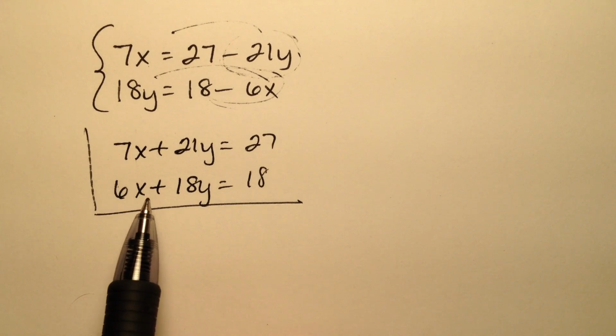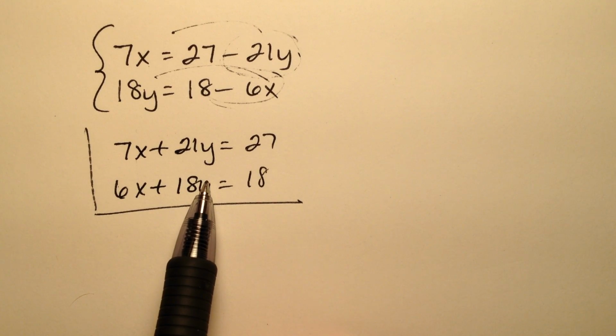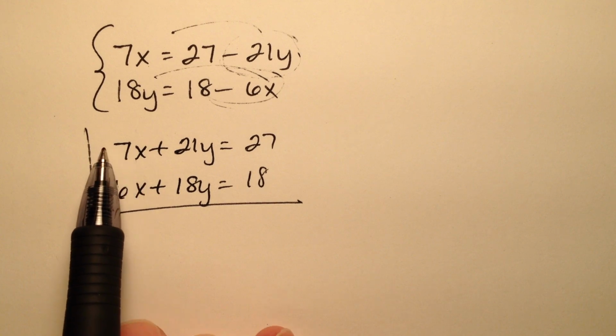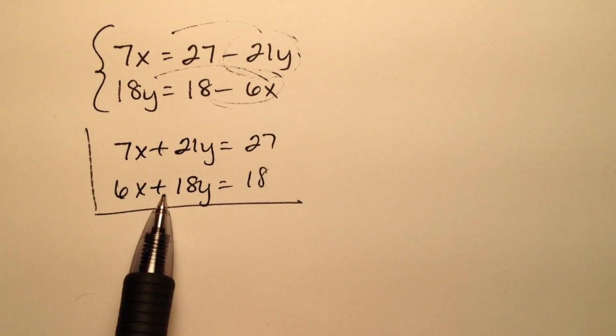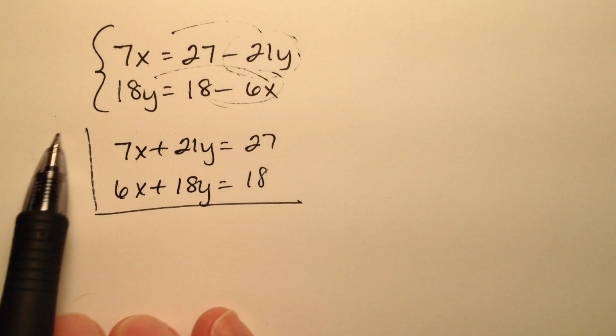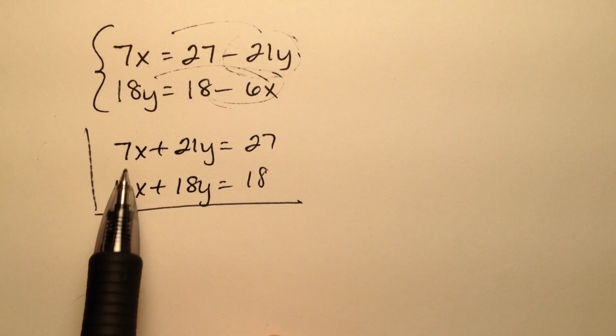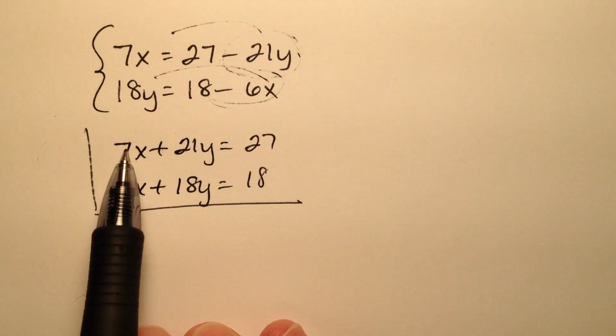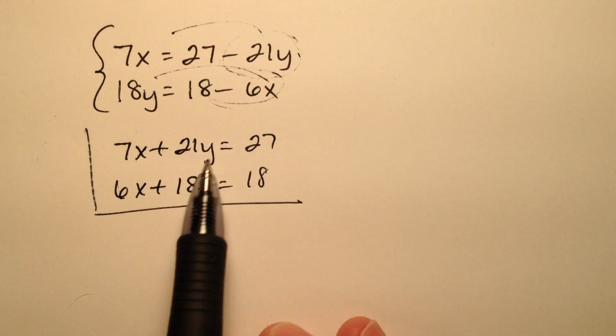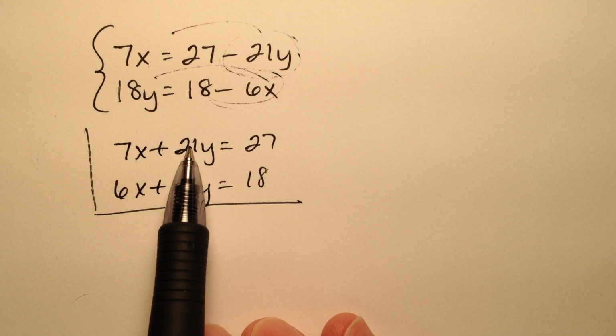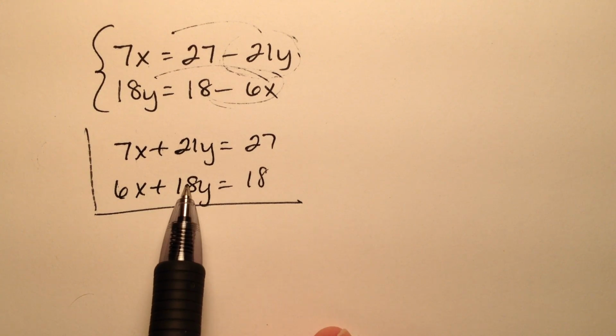So let's inspect the variables, x's and y's, and decide which way we're going to go. So the x's are both positive and the y's are both positive. So I know when I multiply, one of these has to be a negative. And 7 and 6 aren't the same number, nor do they have common factors. Same with this one over here. They're not the same numbers, and they're not factors of one another.